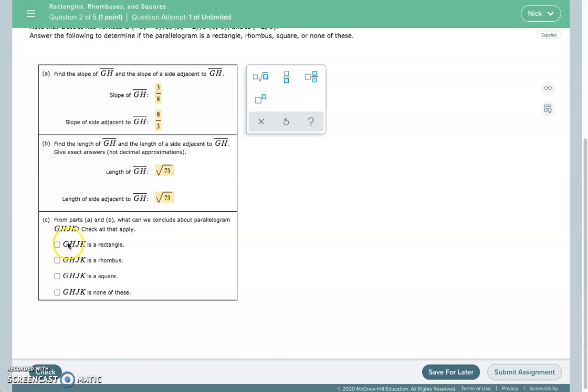So is it a rectangle? Are these opposite reciprocal slopes? No, they are reciprocals, but they're not opposite signs. They're both positive, so that's not going to work. Okay. So it's not a rectangle. Is it a rhombus? Are the lengths the same? And yes, they are. And it can't be a square unless it's both a rectangle and a rhombus. So it is not a square because it's not a rectangle, and it's not none of these because it is a rhombus. So that's where we're going.